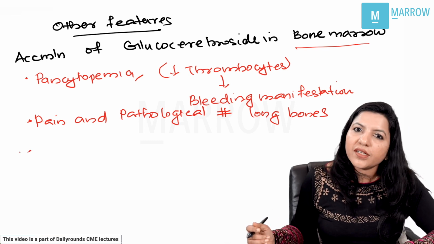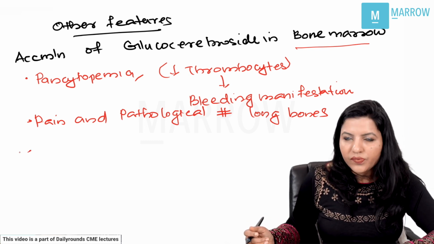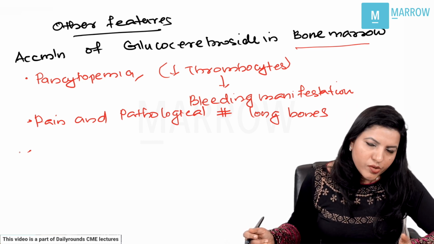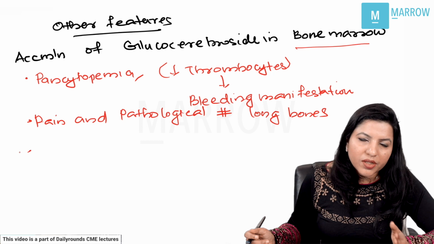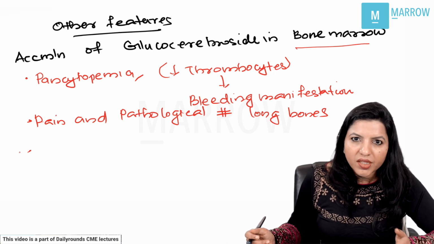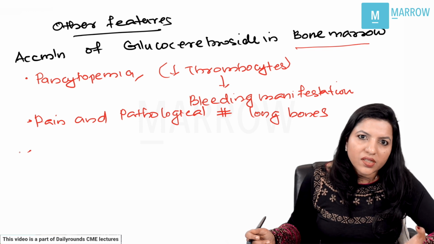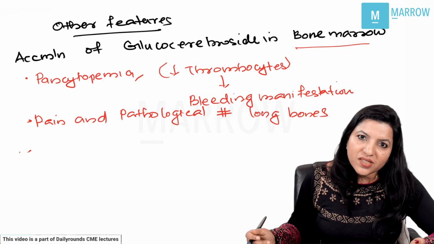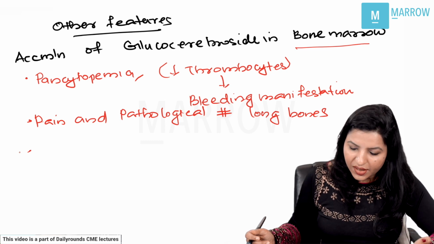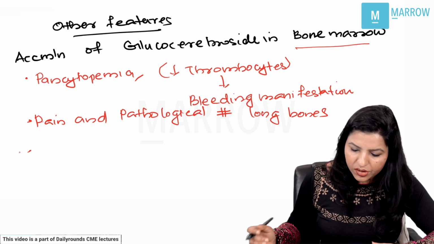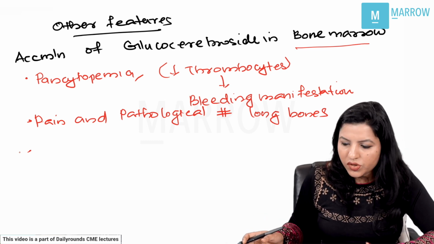So, these are the clinical features of Gaucher disease, where we have seen there is no mental retardation, there is no cherry red spot, but there is pain and pathological fractures of the long bones with pancytopenia, which causes bleeding manifestation. Then we have seen hepatosplenomegaly, so visceromegaly is present.